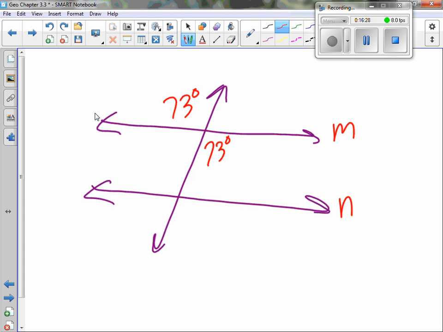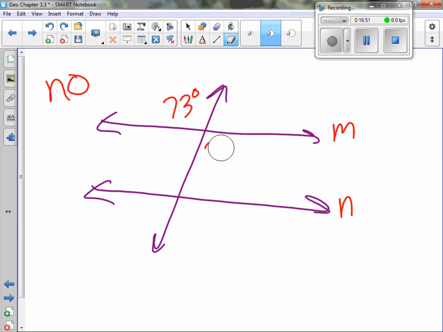Because 73 and 73, these two would be congruent, yes? Do I know anything else about the other line? So the other line can be doing whatever it wants, yes? So this here would be no, because we don't know anything about the other line. Does this make sense?